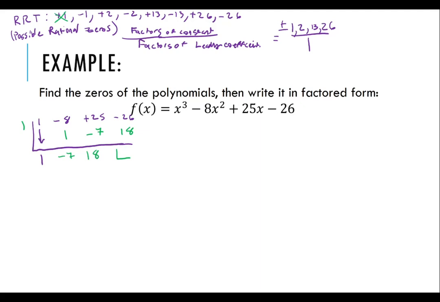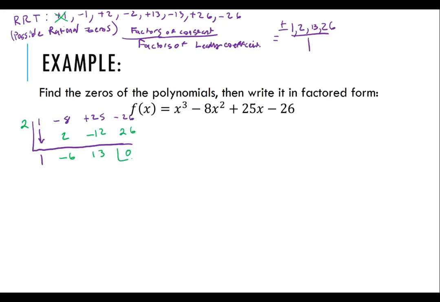Now you could keep going through the list, but to save us a little bit of time, I'm going to jump to what I know to be one of the zeros, and that is 2. So let's check. 2. 2 times 1 is 2. Negative 8 plus 2 is negative 6. Negative 6 times 2 is negative 12. Negative 12 plus 25 is positive 13. 2 times 13 is 26.